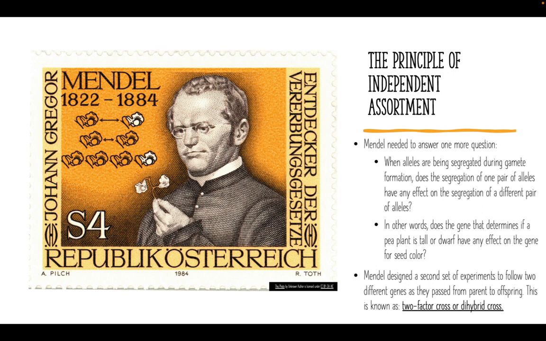And so, in the principle of independent assortment, we've just learned how to do basic Punnett squares, the monohybrids. Mendel needed to answer one or two more questions, like when alleles are being segregated, does the segregation of one pair of alleles have any impact on another, or does a specific gene that determines if a pea plant is tall or short have any impact on seed color?